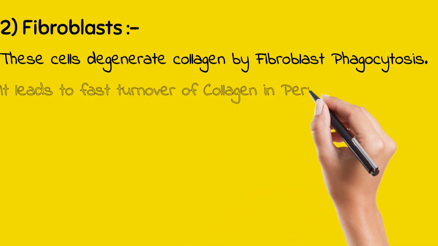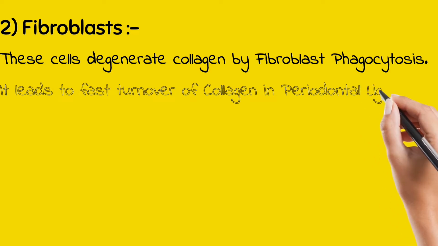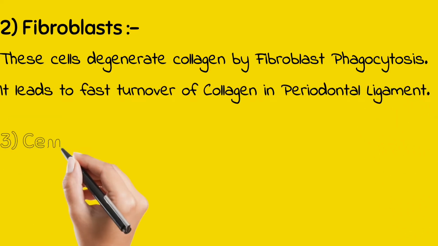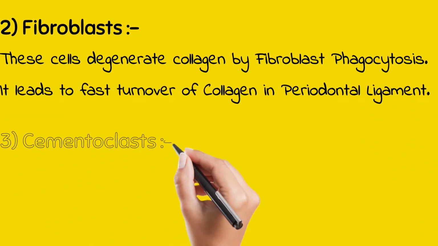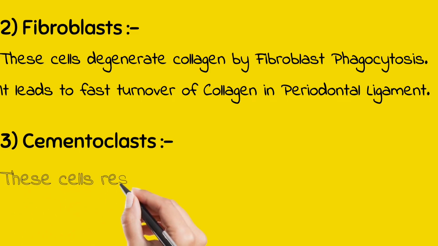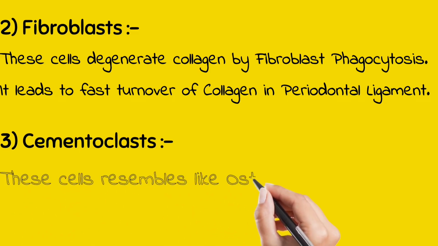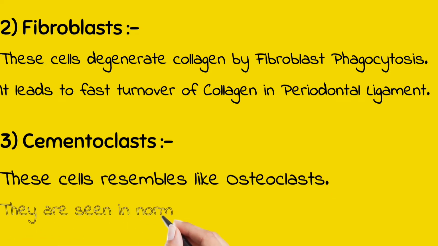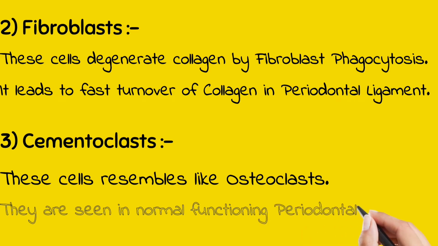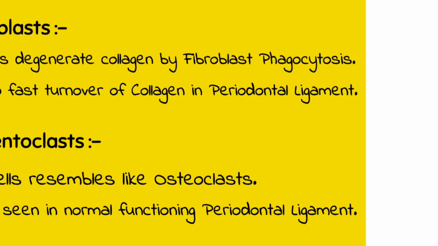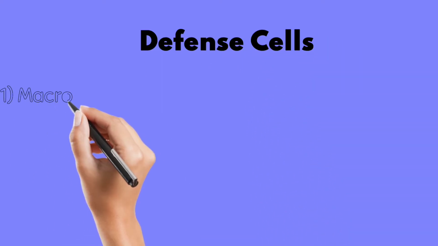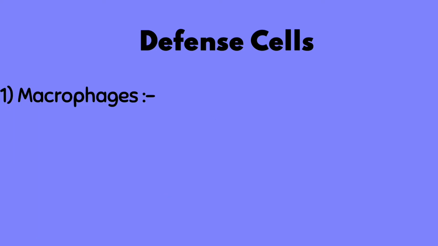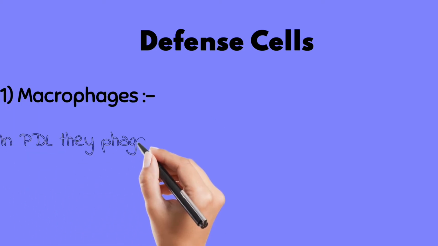Next, we have the cementoclasts. So what are these cementoclasts? Cementoclasts resemble osteoclasts and are seen in the normal functioning periodontal ligament. Let's revise that the cementoblasts are the cementum forming cells which form the cellular cementum, while the cementoclasts are the cells which are found in the normal functioning PDL and they resemble osteoclasts.